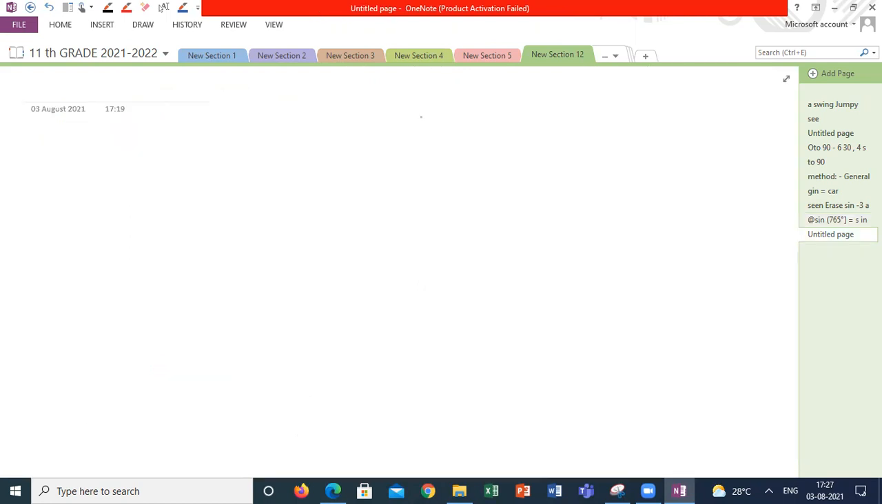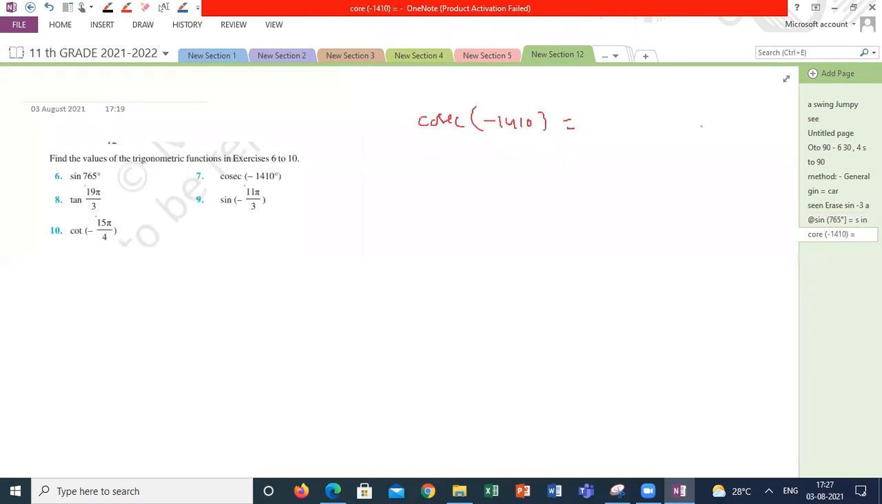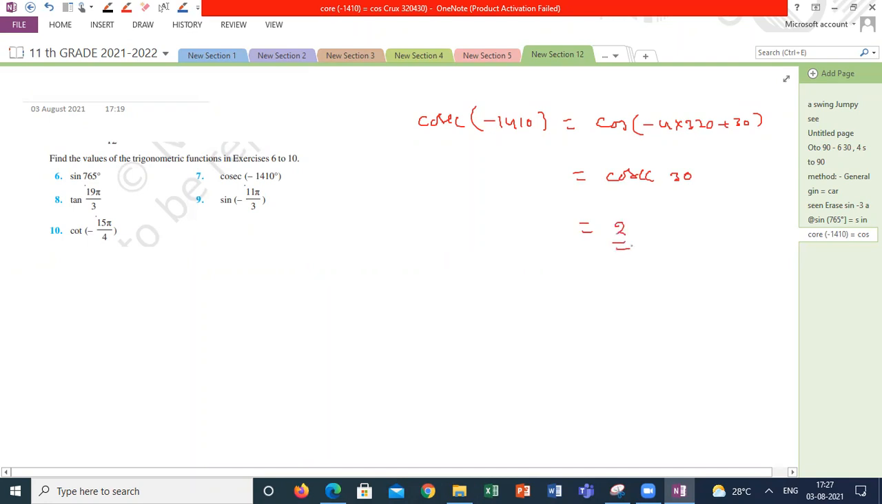Minus 1410. Yes. So cosecant of minus 4 into 360 plus 30. This will be in the first quadrant. Cosecant 30. Is it cosecant 30 or cosecant 60? I am getting the answer as 2. Is there anything wrong? Sir, it is correct, sir.